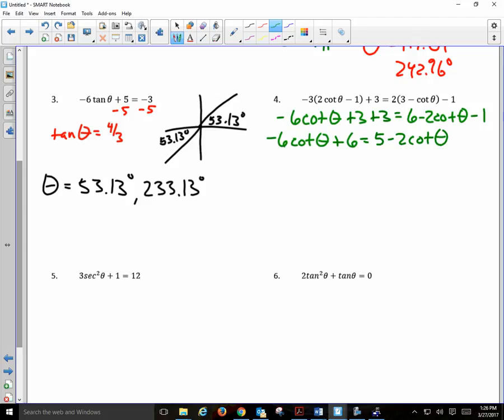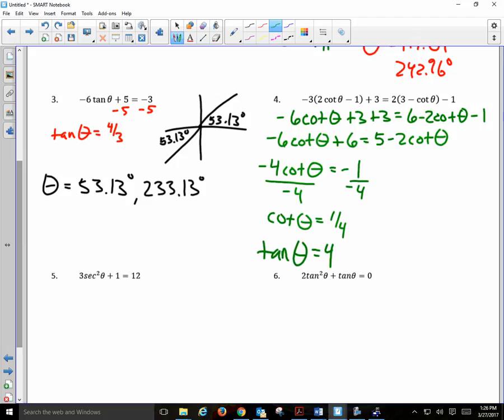Yeah, so if I add 2 cotangent over to the other side, I get negative 4 cotangent of theta is equal to negative 1. Divide by the negative 4. Cotangent theta is 1/4. Tangent theta is 4. Quadrants.